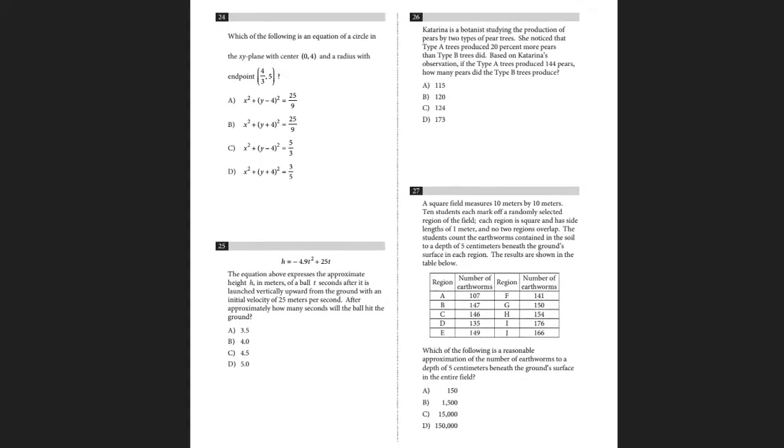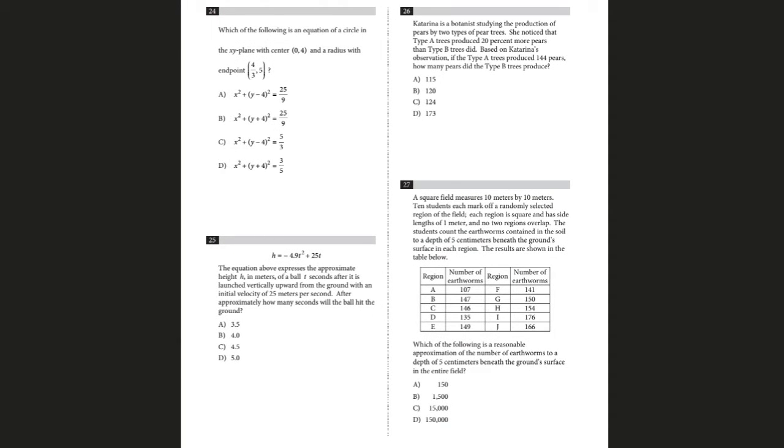The following is the equation of a circle in the xy plane with the center at (0, 4) and radius with endpoint (4/3, 5). So basically I have to find out the distance for the radius. What's the distance between these two points? We will just use the distance formula: square root of (0 minus 4/3) whole square plus (4 minus 5) whole square. The radius is 5/3.